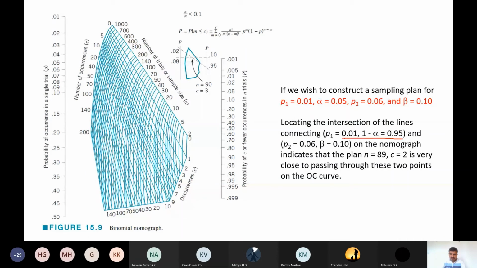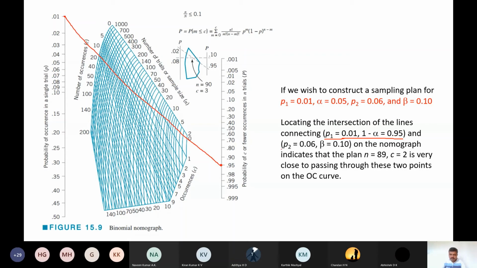I will consider these two values. So P1 is 0.01. That means one point is this. Next, another point is 0.95. Okay, here this is 0.95. Now, using a scale, I should connect these two points, that is 0.01 and 0.95. Now I should draw a straight line connecting these two.